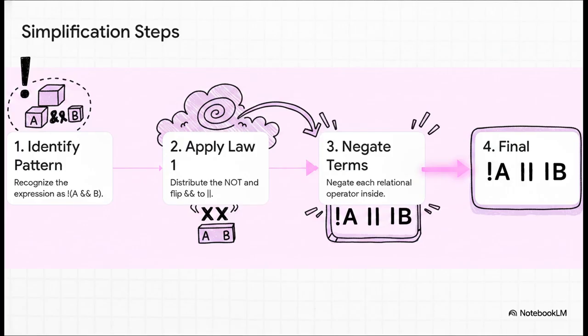Step 2, we apply our rule. Break the line, flip the sign. So we distribute the not to both parts. The score greater than or equal to 70 gets a not, and the attempts less than 3 gets a not. And that AND in the middle flips to an OR. Step 3, and this is the final piece, we just simplify those individual negated parts.